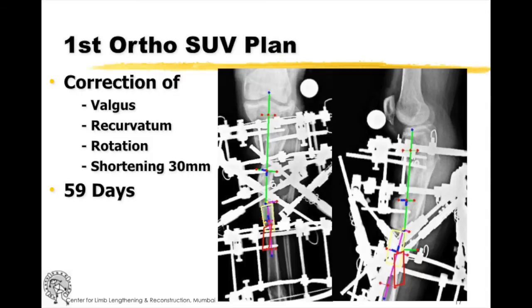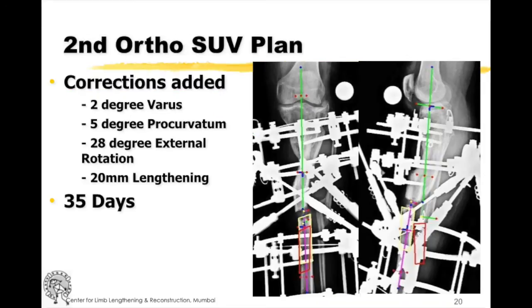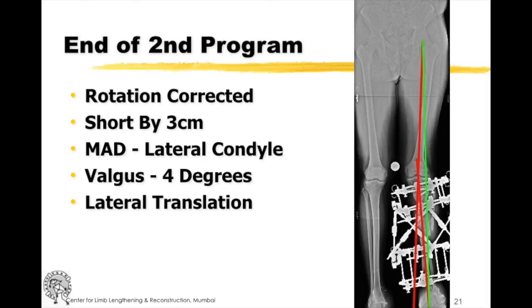That is, he had about 60 mm of shortening. There are hiccups for which there are solutions. Then we did a second stage. You don't necessarily have to do everything together. You get fresh x-rays done, and whatever needs to be fine-tuned, lengthening, rotation, etc., we do that. So that is his second plan, which was for 35 days.